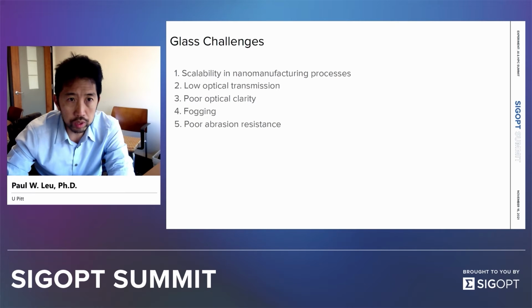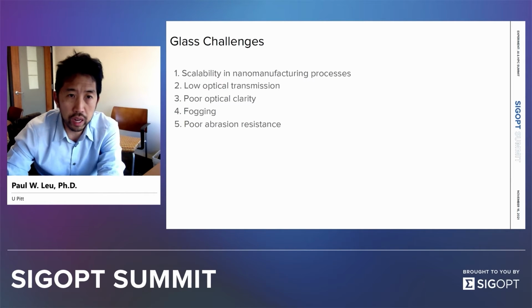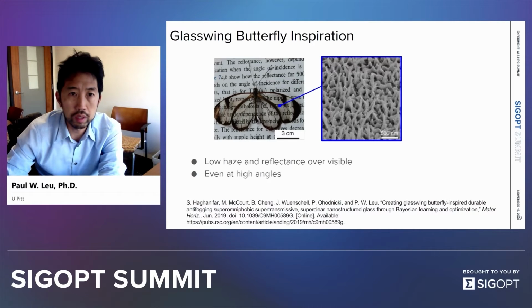In this next project, we tried to address some challenges with the fabrication of these structures. How can we make these structures over large areas? How can you have very high transmission? How can we have good clarity, low haze, and also provide for anti-fogging and abrasion resistance?